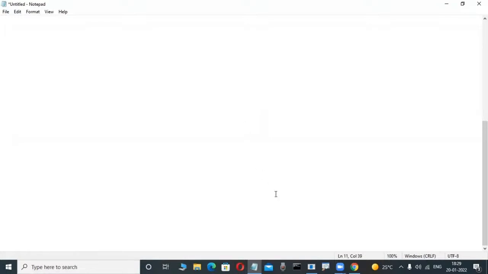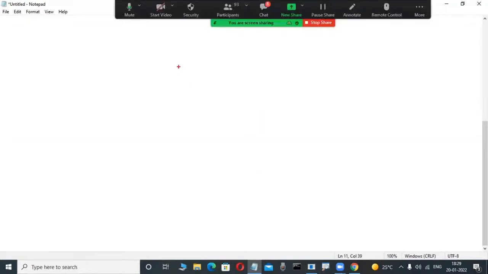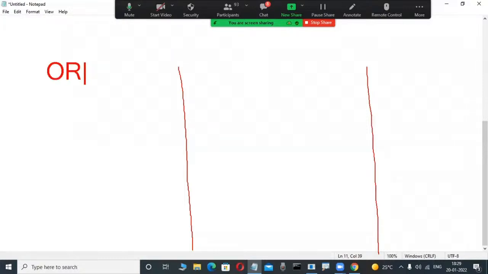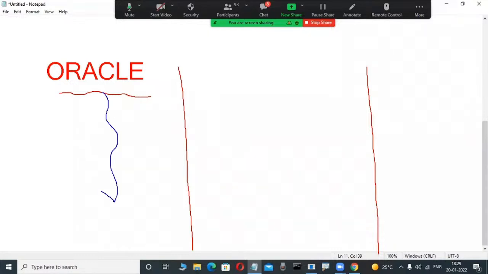Suppose, for example, concentrate for five minutes. I am working in a company. Slowly observe here. I am working on Oracle projects. Oracle is a relational database product. Okay, fine. If I want to operate this relational database product, then in my company I am using SQL, which is a language. Observe here, SQL is a language I'm using.